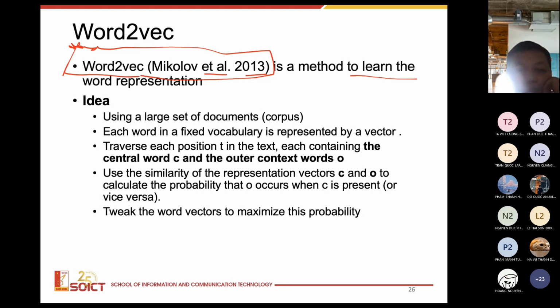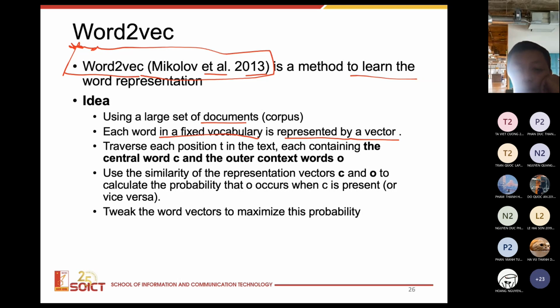So the idea of word2vec is to use a large set of documents, and we call the set of documents a corpus, as in all machine learning NLP problems. It works with a fixed vocabulary where each word is represented by a vector. The idea of word2vec is to find the word vector for every word in our vocabulary, right?